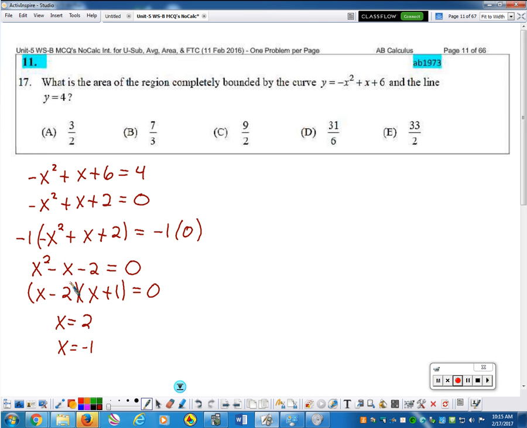Okay, so plug in 0. This means the y coordinate is always 4, so there's nothing to plug in. But in some problems there will be. For the other one, I can find the y coordinate. So I say y is equal to negative, plug in 0. So this curve has a point at (0, 6). The other curve has a point at (0, 4).